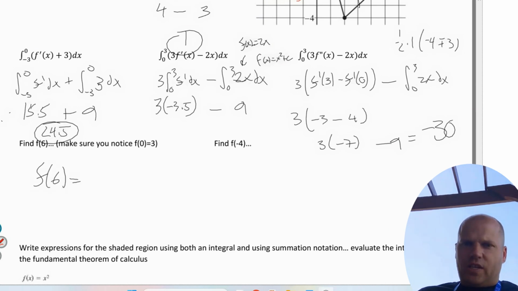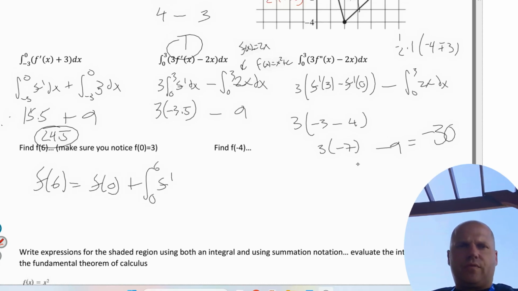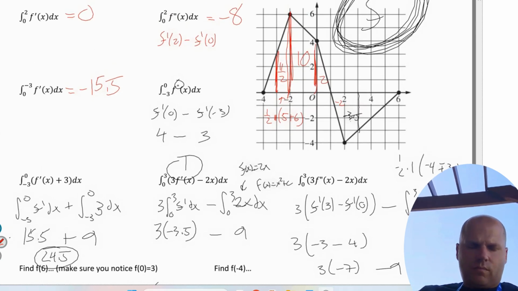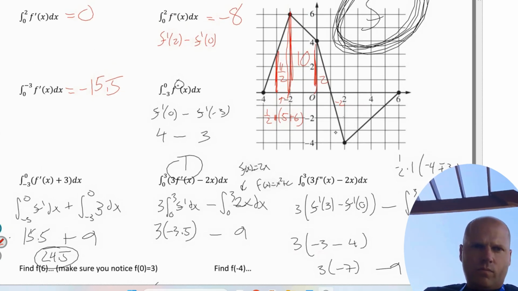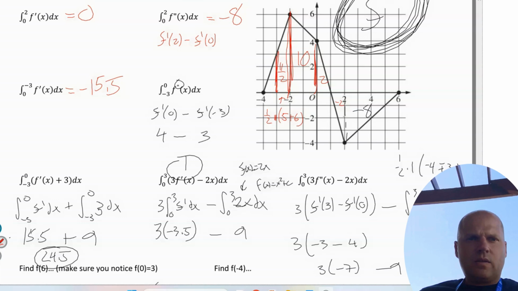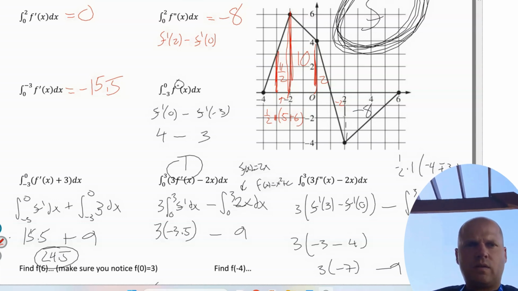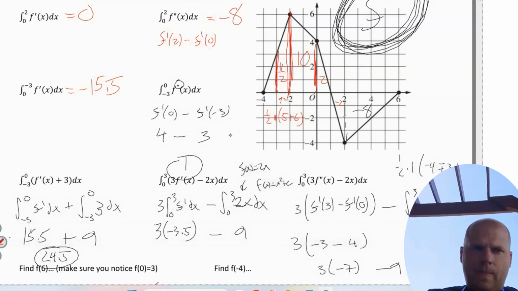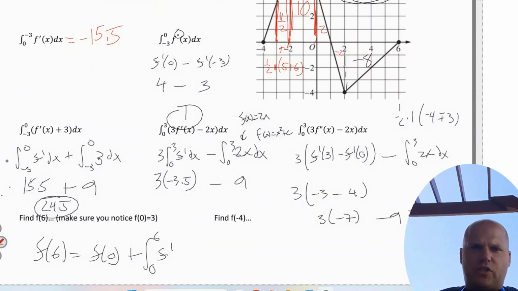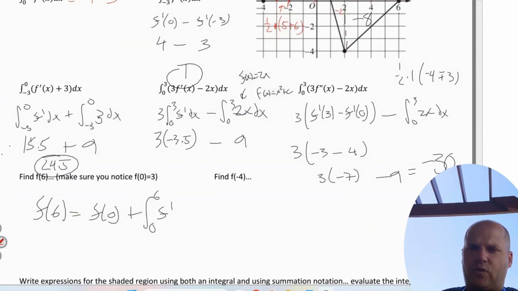F of 6 equals f of 0 plus the accumulation of the derivative. One, two, three, 4. So this is a 2 by a negative 4. So this is a negative 8. Cool. So if I go from 0 to 6, I get negative 8, and f of 0 is 3.